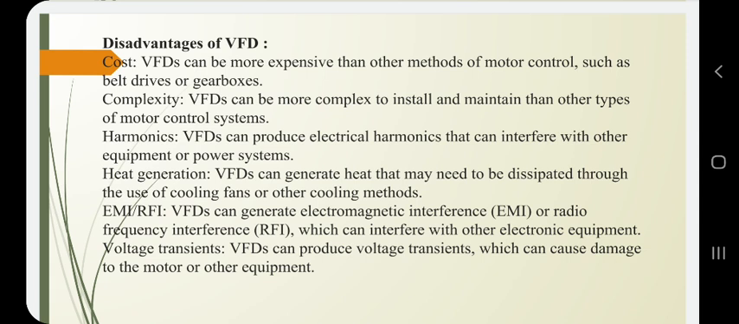Then next slide, disadvantages of VFD control. Cost is very expensive, so it is the most common disadvantage. And complexity, it is very complex, and it generates harmonics, heat generation, and EMI and RFI also.